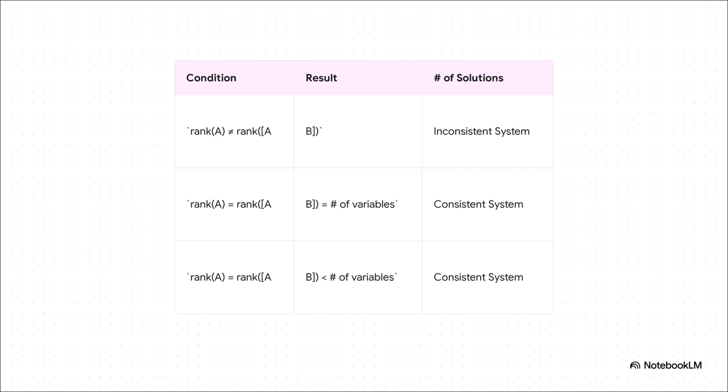And look, if the ranks don't match, boom, no solution. The system just doesn't work. Now, if the ranks do match and they equal the number of variables you're looking for, then congratulations, you've got exactly one unique solution. And finally, if the ranks match, but they're less than the number of variables, the system still works, but you have infinitely many solutions. It's amazing. The structure tells you everything.